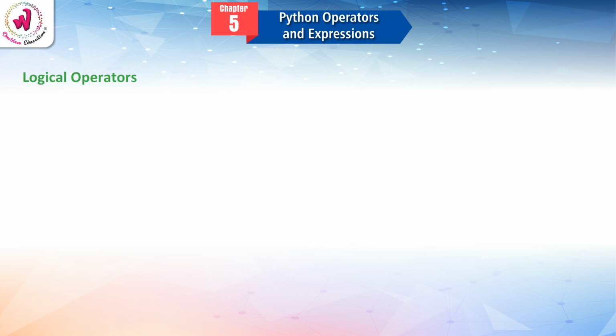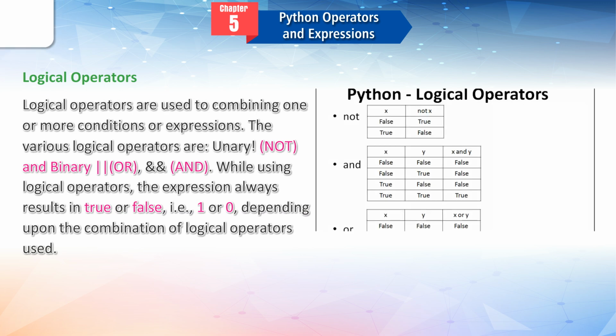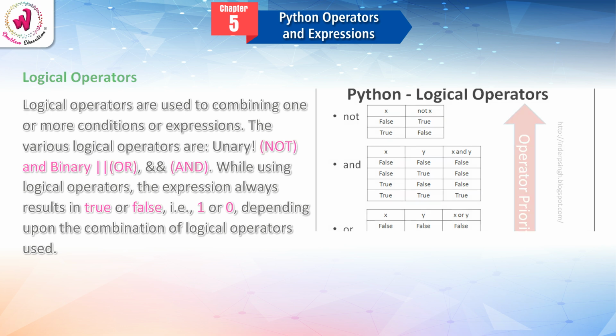Logical operators. Logical operators are used to combine one or more conditions or expressions. The various logical operators are unary not and binary or, and. While using logical operators, the expression always results in true or false, that is, 1 or 0, depending upon the combination of logical operators used.